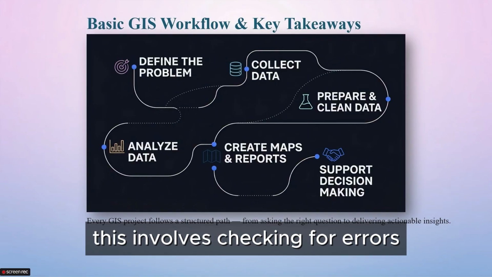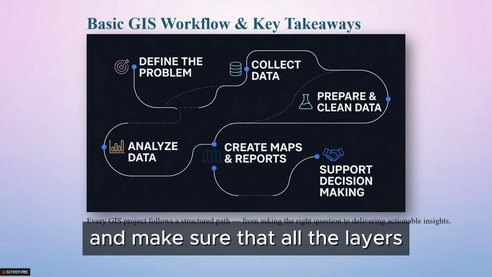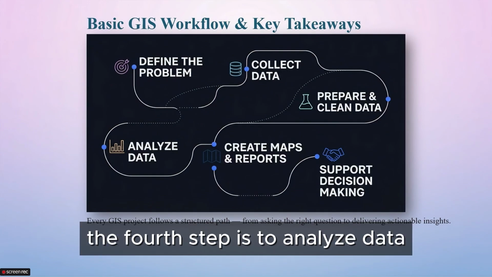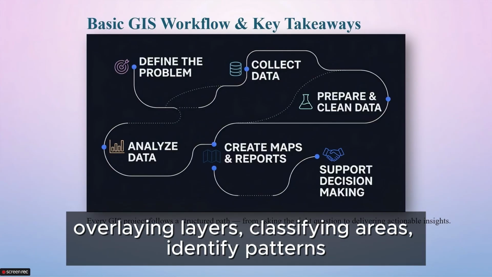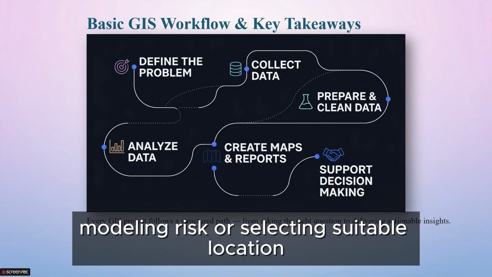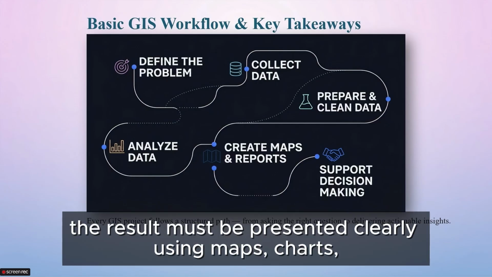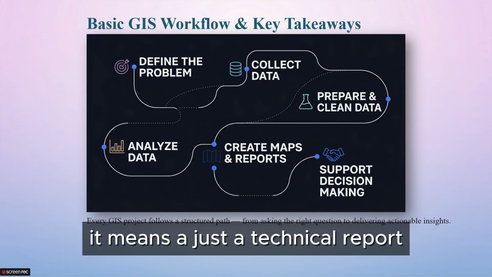This involves checking for errors, organizing datasets, setting the correct coordinate system, and making sure that all the layers are ready for analysis. The fourth step is to analyze the data. This may include measuring distance, overlaying layers, classifying areas, identifying patterns, modeling risk, or selecting suitable locations. The fifth step is creating maps and reports. The result must be presented clearly using maps, charts, tables, dashboards, and written explanation. It is not just a technical report.